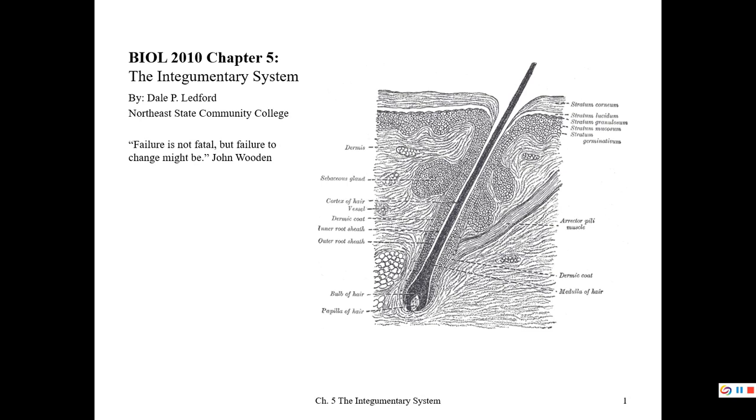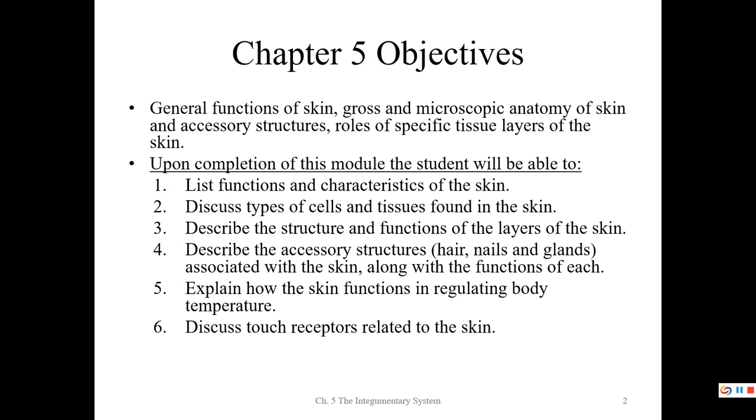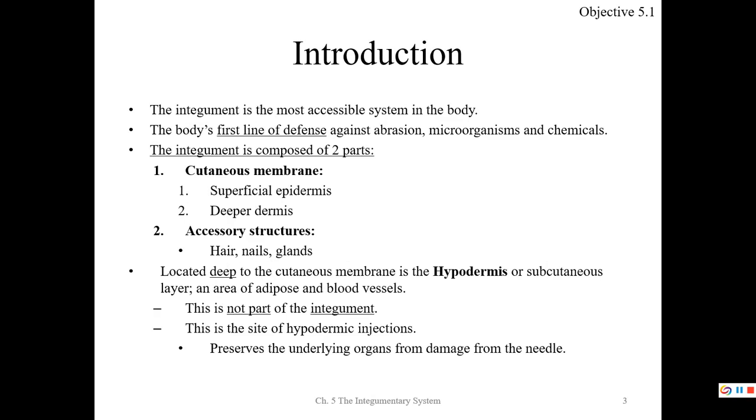I chose the quote, "Failure is not fatal, but failure to change might be." All right. So this will be the things that we'll cover for this particular chapter. These are the list of things we'll be discussing.